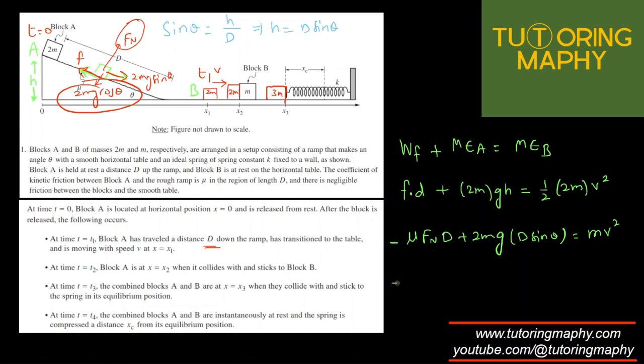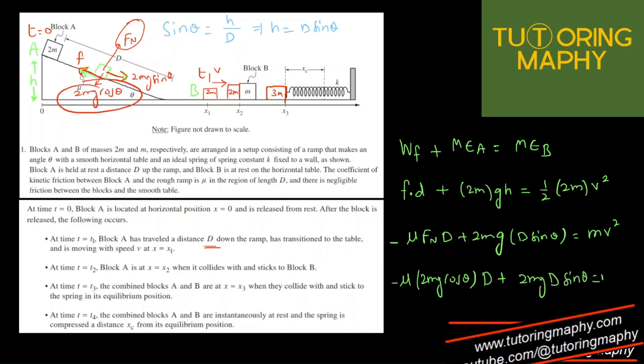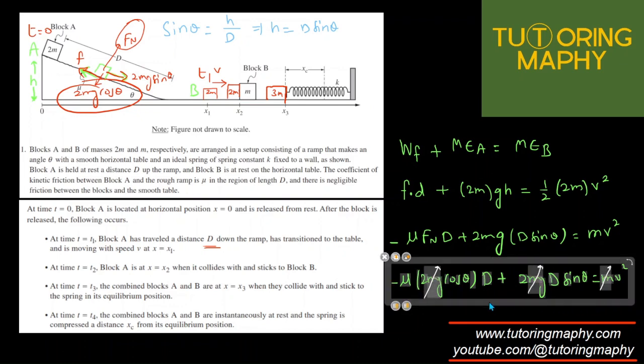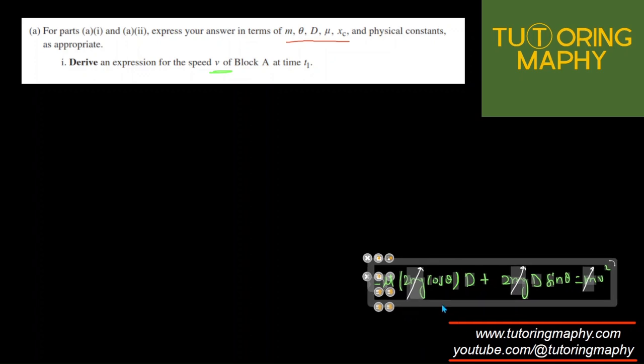So I'm going to replace that with 2mg cos of theta, capital D, plus 2mg capital D sine of theta is equal to mv square. I think the m is cancelled from both the sides, because if we divide both sides with m, the m is gone. And finally, I can just isolate v from here. I'm just going to need some more space. Let me copy this and paste it over here.